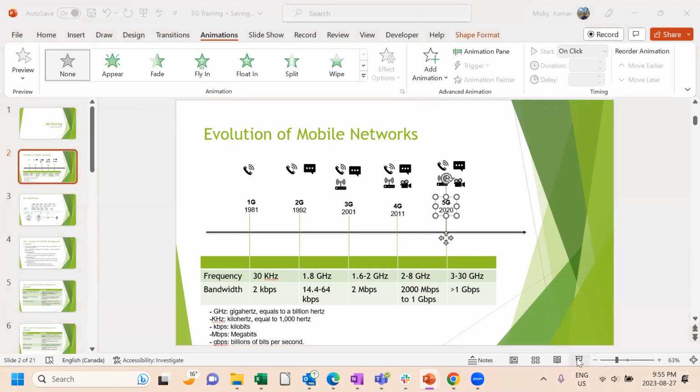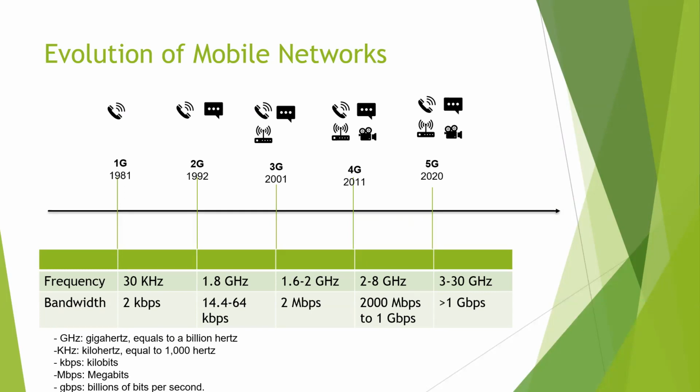Then we came to 5G recently, and that brought more frequency and bandwidth. So the frequency can go up between 3 to 30 gigahertz, and the bandwidth can go more than 1 Gbps. So you can see how the evolutions have been changing throughout the time period of the last 50 years. Sorry.